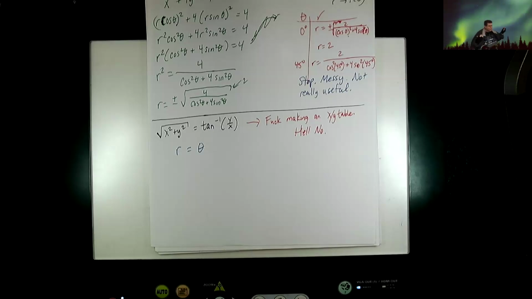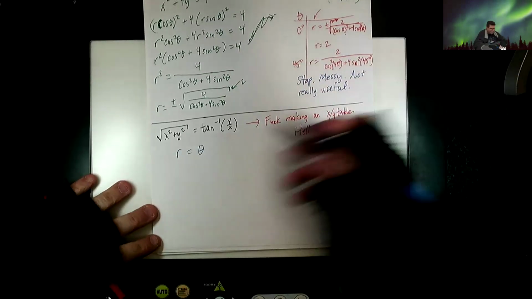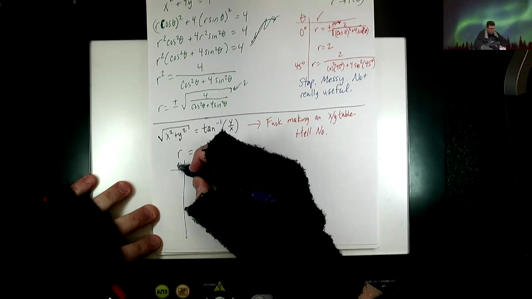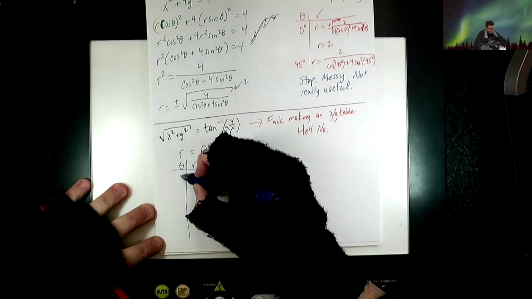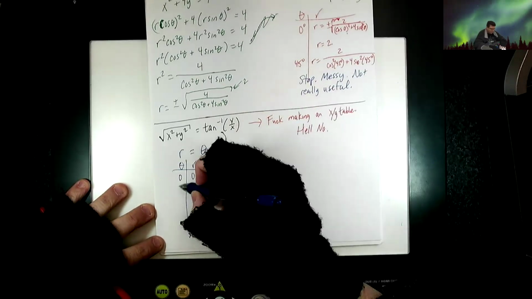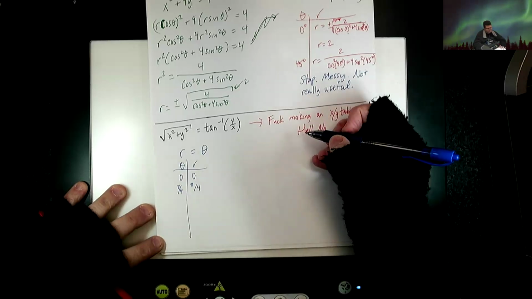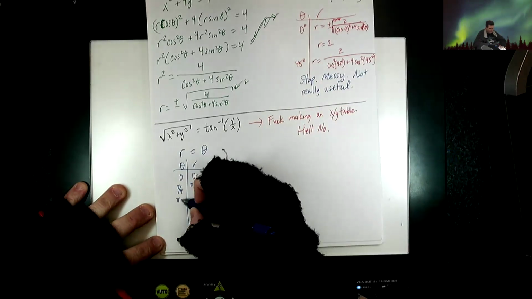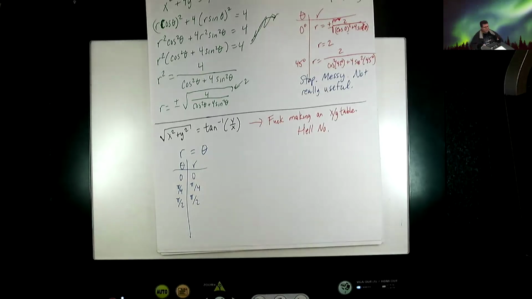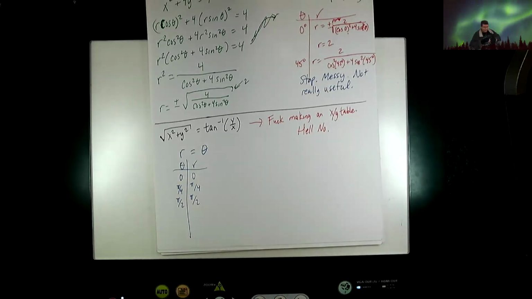And now for doing this, we don't actually want to use degrees because radians are an actual number, whereas degrees have a symbol on them. So if I made a table here of theta and r, 0 is 0, pi over 4 is pi over 4, pi over 2 is pi over 2. I think we can see where this is going.